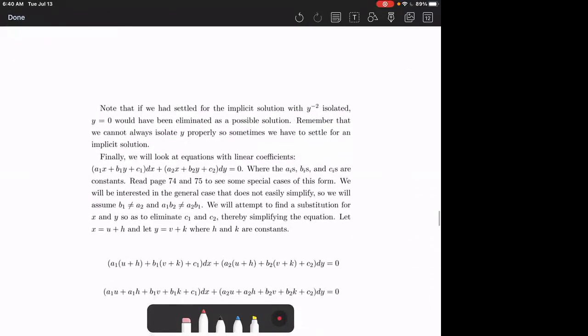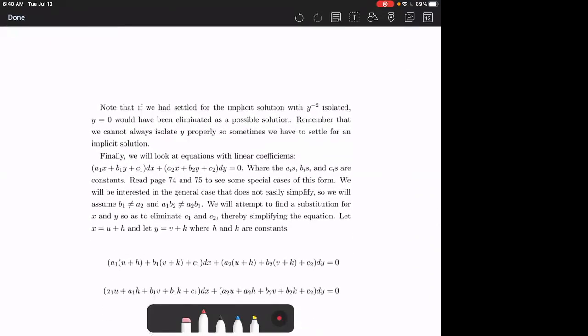Okay, now we're going to look at equations with linear coefficients. So these are equations of the form (a1x + b1y + c1)dx + (a2x + b2y + c2)dy = 0, where all of these ai's, bi's, and ci's are constants. Now you can read pages 74 and 75 in your textbook to see some special cases of this form, but we're going to be interested in the general case that does not easily simplify.